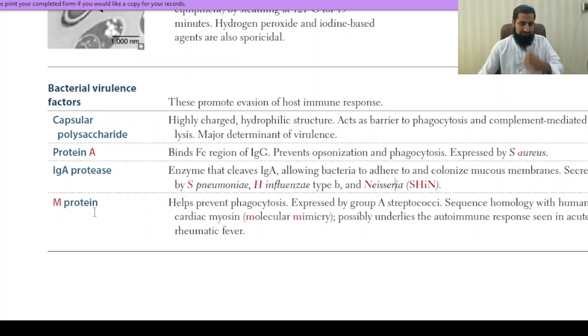M protein helps prevent phagocytosis. It is expressed by group A streptococci. It has sequence homology with human cardiac myosin. Molecular mimicry possibly underlies the autoimmune response seen in rheumatic fever. The function of M protein is its mimicry.